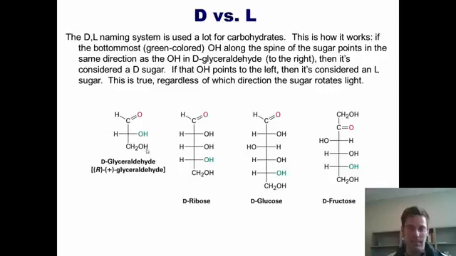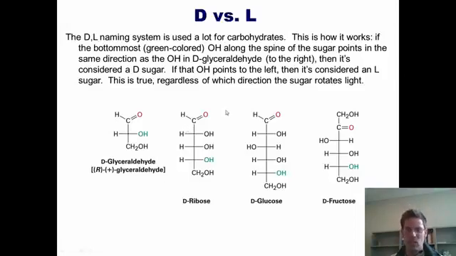That's pretty much it. It doesn't matter which direction the remaining OHs are pointing. All these other OHs up here, doesn't matter. The only thing that matters is if this bottommost OH here in green is pointing to the right, then it is a D sugar, and if it's pointing to the left, then it's an L sugar. And this all, of course, can only apply when we're drawing the open chain Fischer projection of the sugar. Now, I admit that this might seem a little confusing.